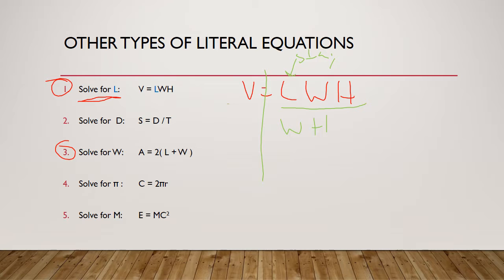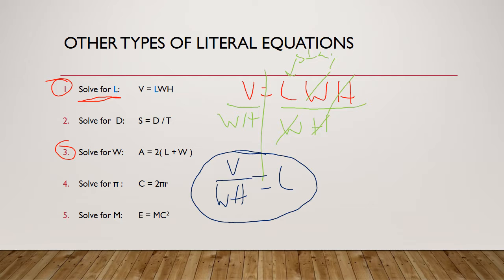On the left side, I have to do the same thing because that's how equations work. You have to keep them balanced. The W's cancel, the H's cancel on the right, and on the left side, I am left with V over WH equals L. Now, I left it like this because I can't simplify it, because I don't know what V is, I don't know what W is, I don't know what H is. So I just have to leave it just as it is. And that's my answer for number 1.